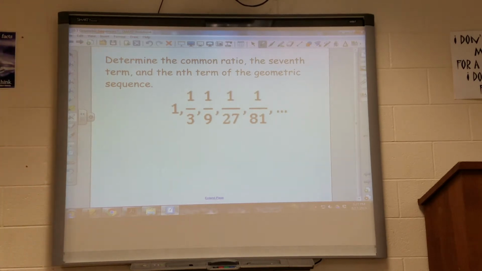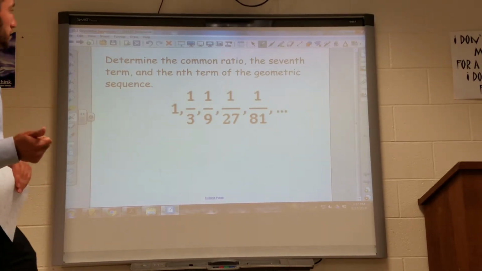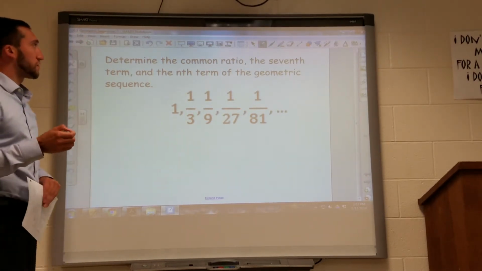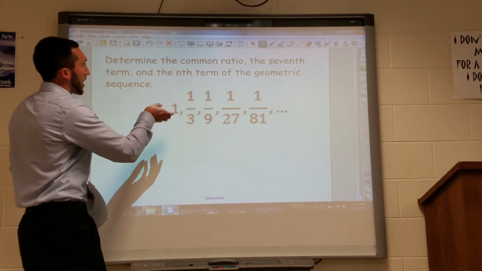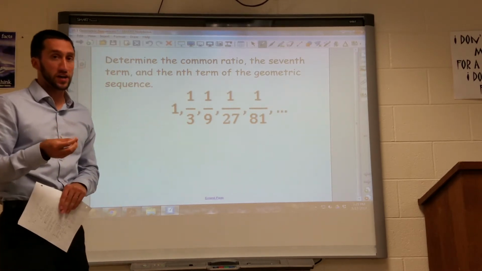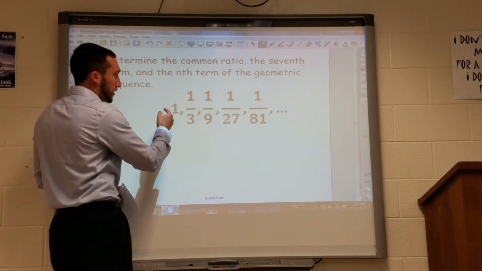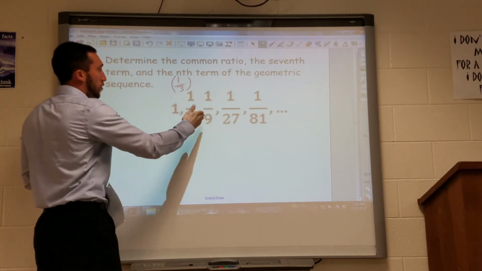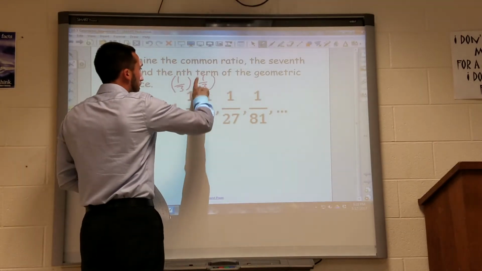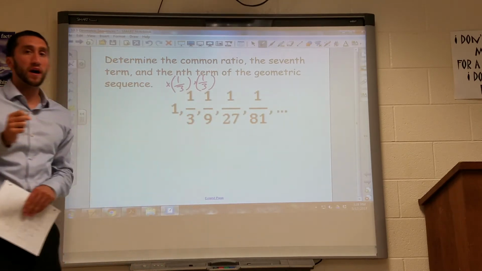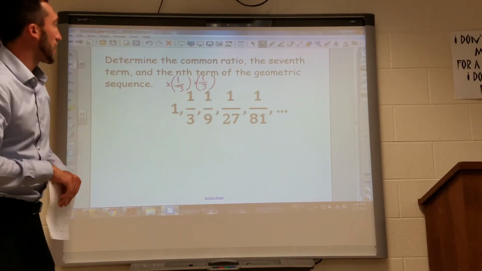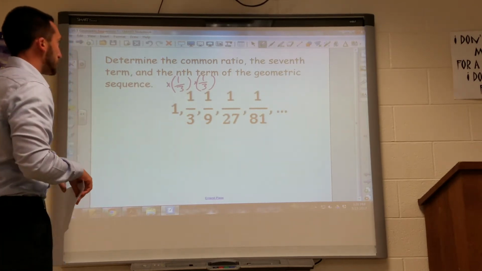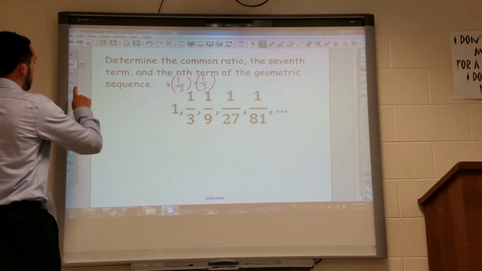Now, for this one: determine the common ratio, find the 7th term and the nth term. The first thing is finding the common ratio. Here, by ratio we're going to mean a fraction, right? How do I get from 1 to 1/3? I'm multiplying by 1/3. How do I get from 1/3 to 1/9? I again multiply by 1/3. I'm not thinking about this as dividing by 3. I'm thinking about it as multiplying by the ratio, the fraction 1/3. So now I know my common ratio.